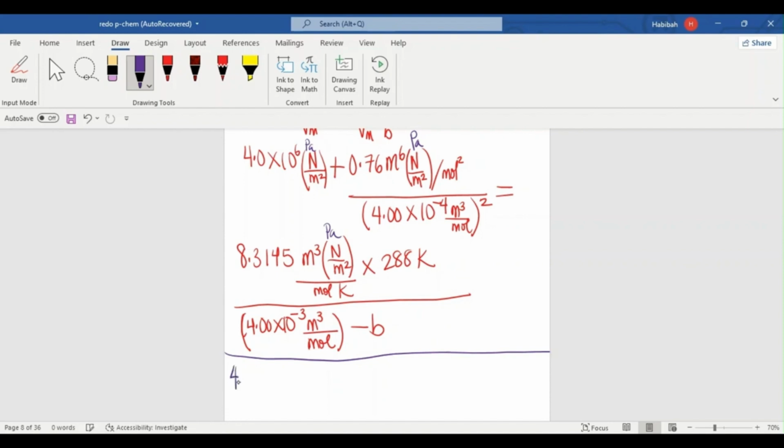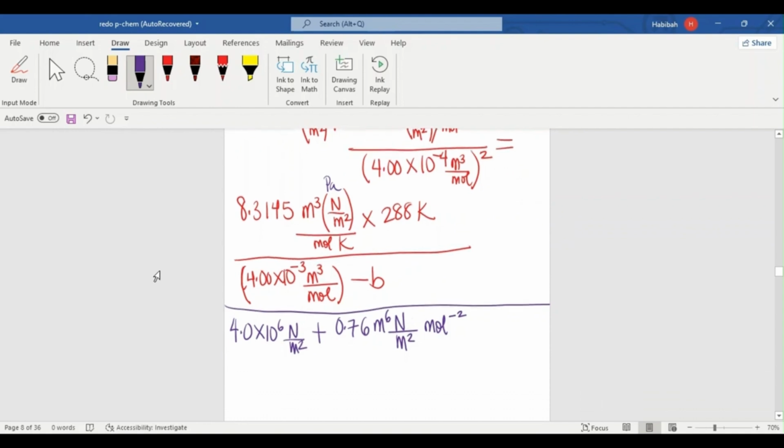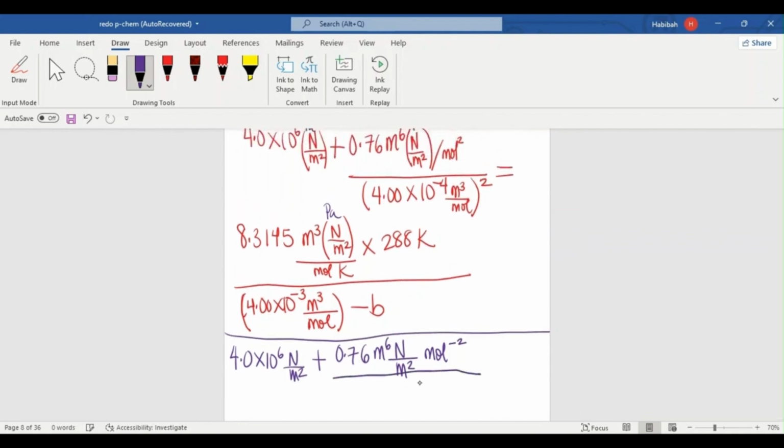So you have 4.0 times 10 to the power of 6 Newton per meter squared plus 0.76 meter raised to the power of 6 Newton. Sorry, I apologize. Let me rewrite this. Newton per meter squared per mole squared, so let me just say mole raised to the power of negative 2, just to make things easier. Divided by 4.00 times 10 to the power of negative 4 all squared is just the same thing as 1.6 times 10 to the power of negative 7 meter.